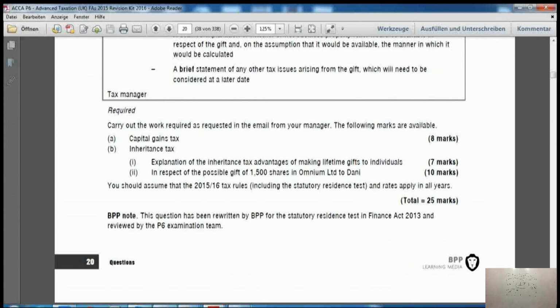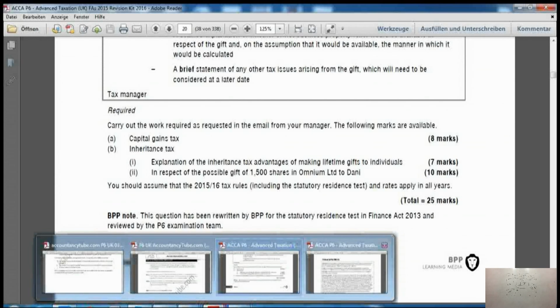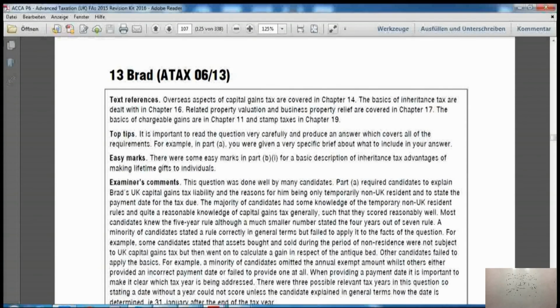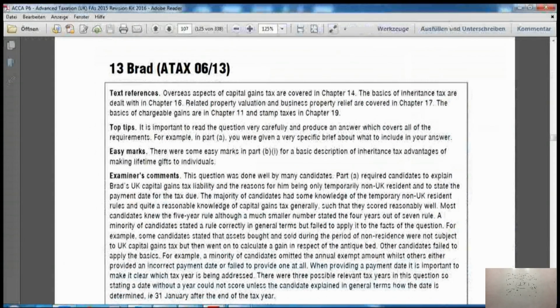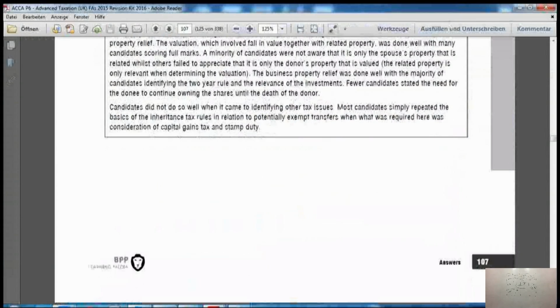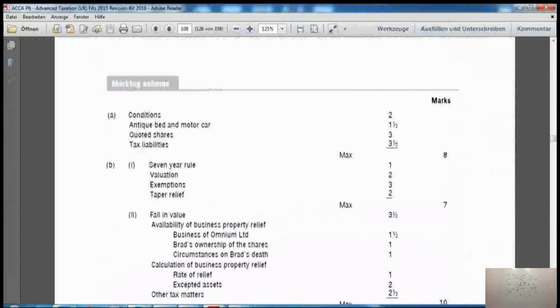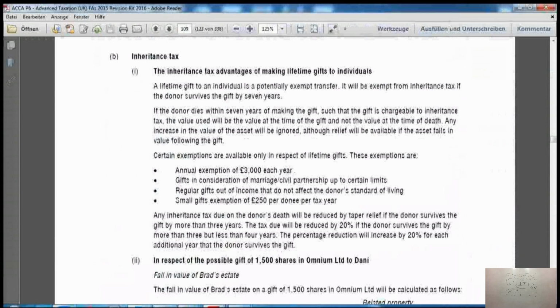Alright, so let's go to the answers to see if it is the things which we are talking about, or it is a little different. Let's go to the answers. It says inheritance tax: the inheritance tax advantages of making lifetime gifts to individuals.